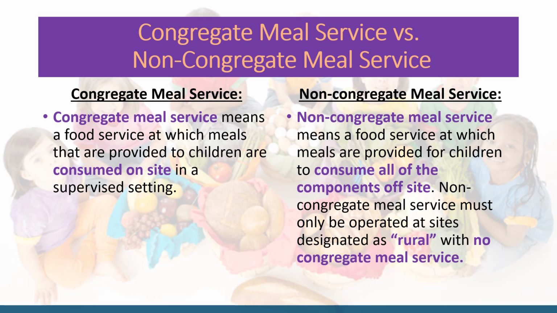Now, here's an example of the congregate meal service versus the non-congregate meal service. Of course, congregate meal service is basically a food service where meals are provided to children and they must be consumed on site in a supervised setting. Non-congregate meal service is a food service that provides meals to children to be consumed off-site. To participate in non-congregate meal service, you must be designated as a rural site.